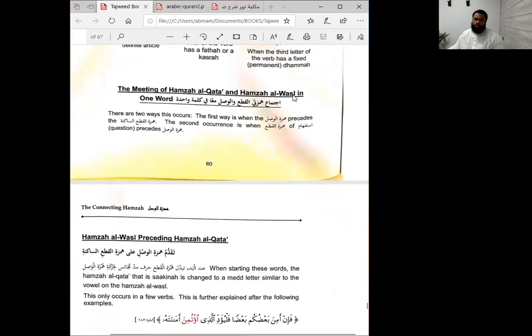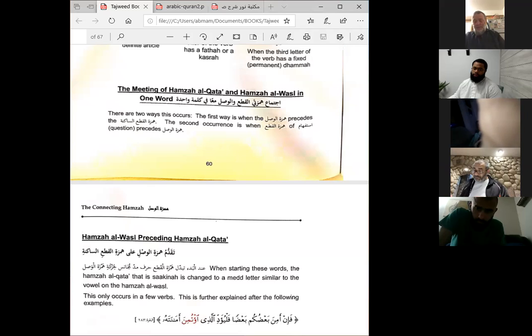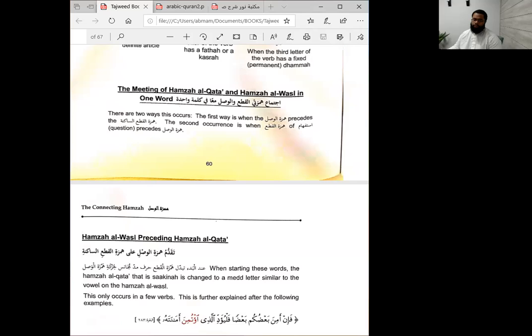The meaning of Hamzat al-Qata' with Hamzat al-Wasl in one word. Hamzat al-Wasl, we know, is the one that comes at the beginning. And Hamzat al-Qata' would come either at the beginning, the middle, or the end. But if they're meeting in one word, Hamzat al-Wasl would necessarily begin the word. Hamzat al-Wasl only comes at the beginning of a word.